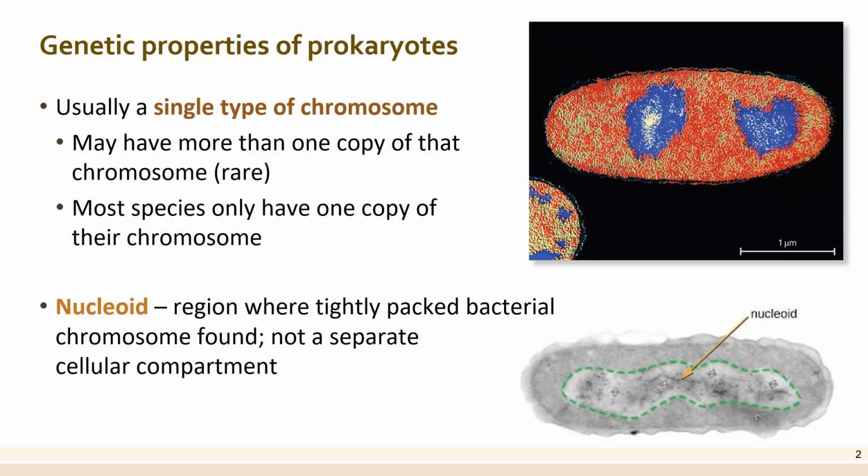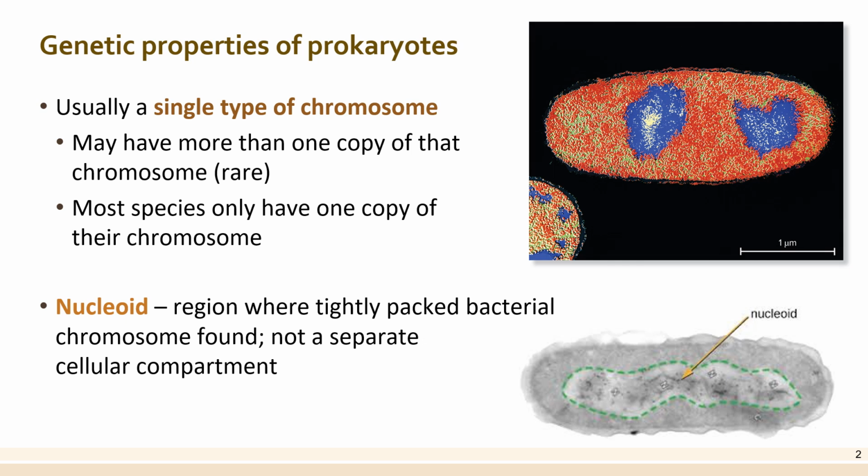In general, bacteria are only going to have one type of chromosome. They're only going to have one copy of that chromosome. Most bacteria have a single circular chromosome, although there are some rare instances where some bacteria may have a couple of chromosomes, or they may have one or a small number of linear chromosomes. We're going to just assume that we're talking about a quote-unquote normal bacteria, and that bacteria is going to just have the single circular chromosome.